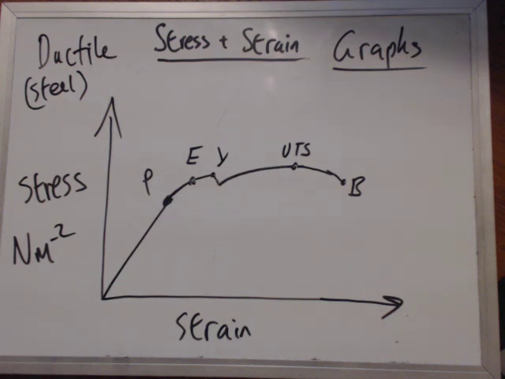So we have here stress, which is force divided by area, in newtons per meter squared, and strain. Now strain has no units because that is simply the ratio of extension over original length, so the units will cancel each other out.